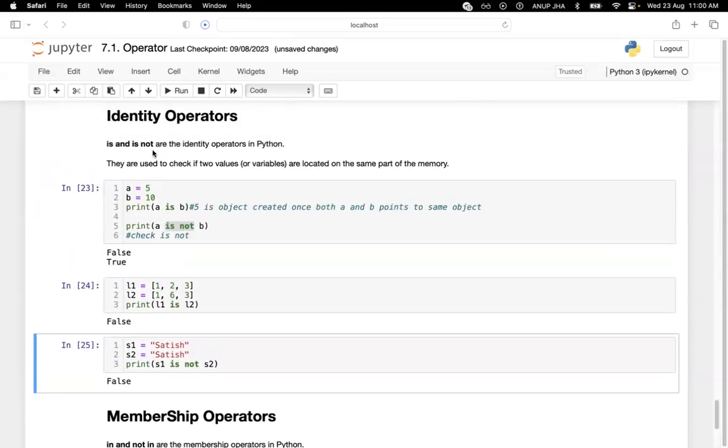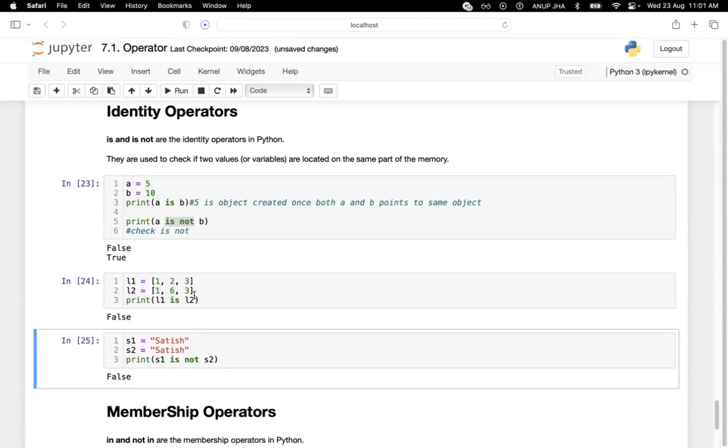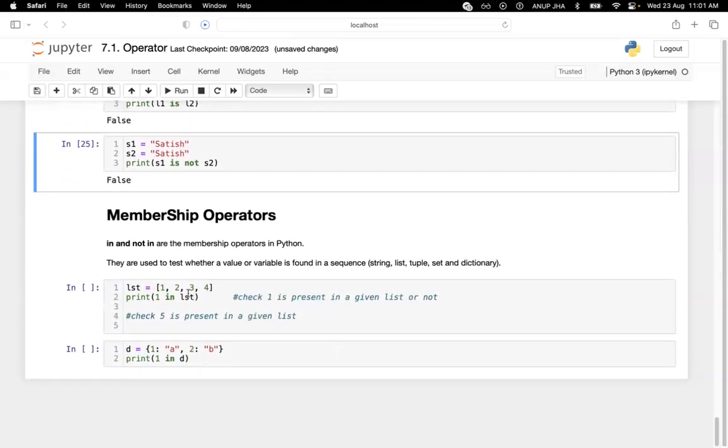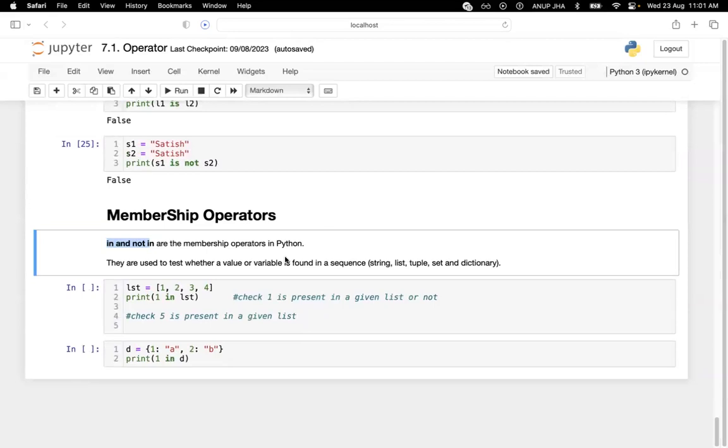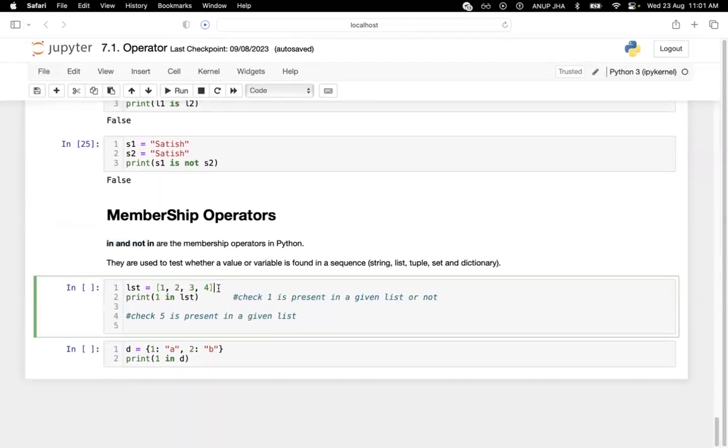These operators are called identity operators. And one other kind of operator is called the membership operator. The membership operators are in and not in. So let's understand this also with the help of one example. This is one list and it has values 1, 2, 3, 4.